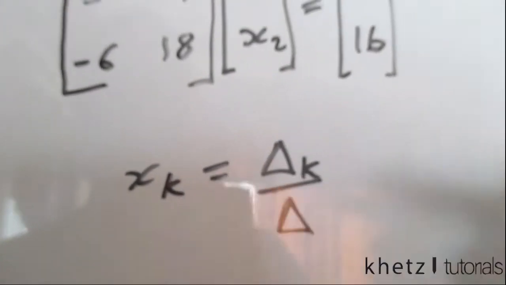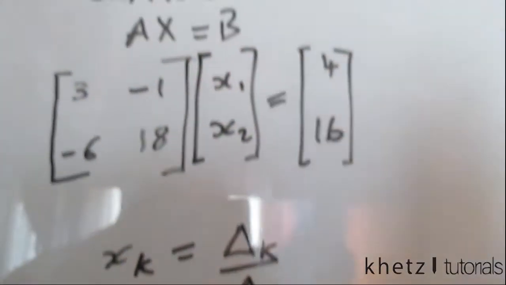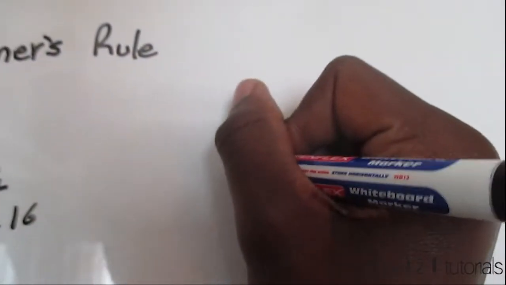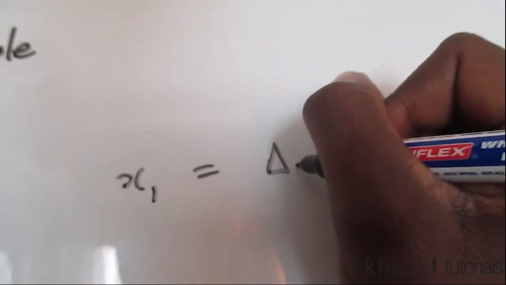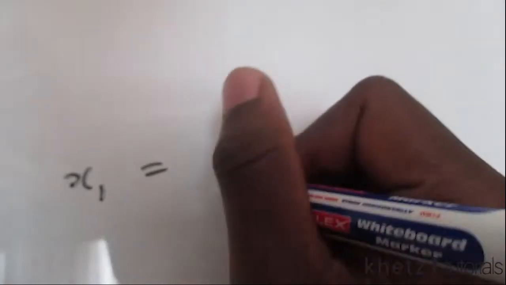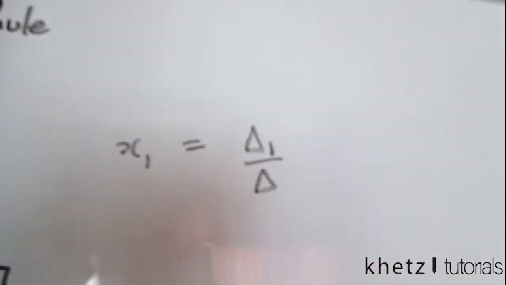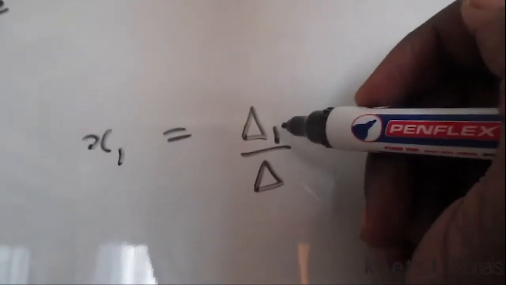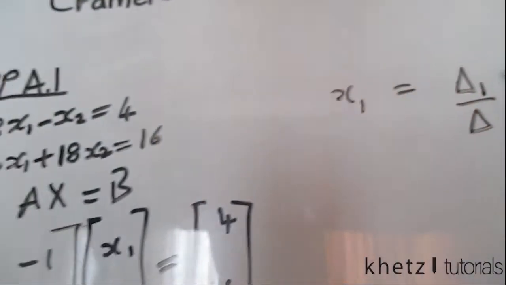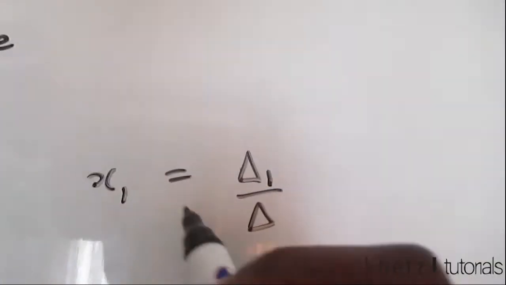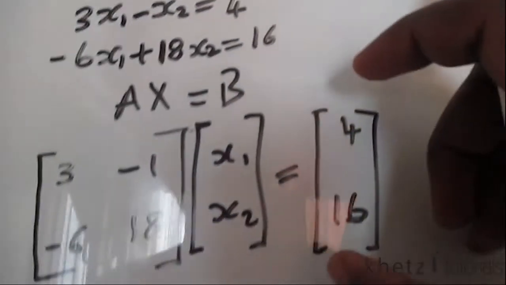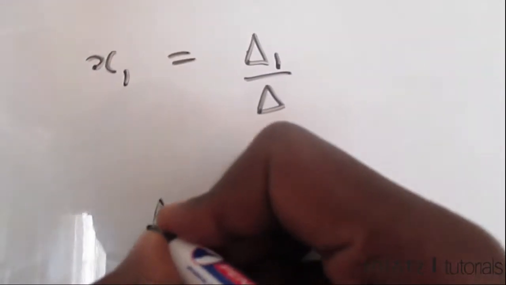Moving on, we now want to find x sub k. So the first x sub k is x sub 1. To find x sub 1, from the definition, we find delta 1 divided by the determinant of A. So delta sub 1 is equivalent to moving the B matrix to the first column, because the subscript here is 1. So we move this B matrix to the first column, right?